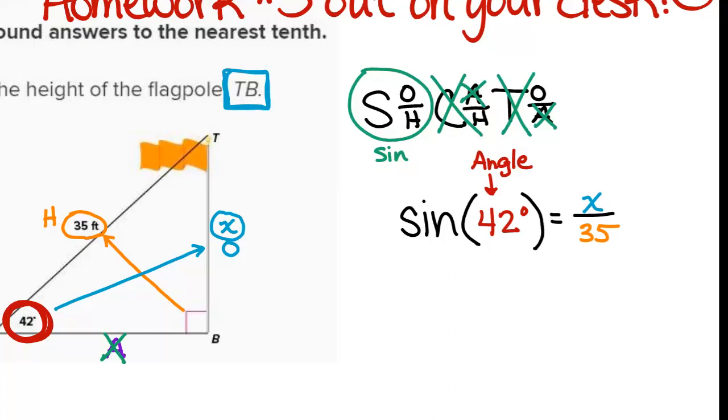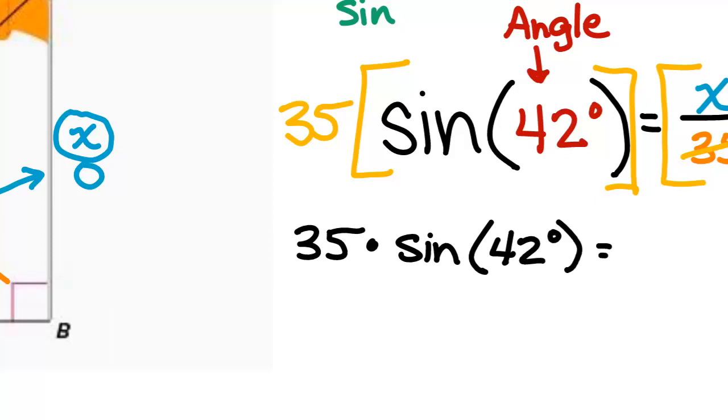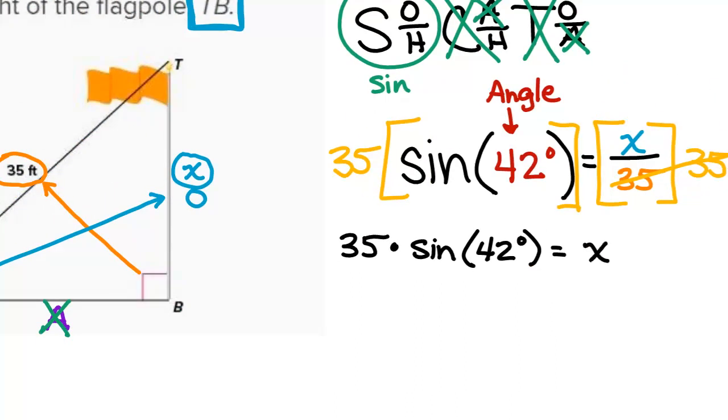So then what do we do next to get the x all by itself? Multiply. What are we going to multiply by? 35. It's whatever that denominator is. That's what we're going to multiply by. Whatever the denominator is, whether it's a variable or a number, we always multiply by the denominator. 35 times the sine of 42 degrees is equal to my opposite side x.